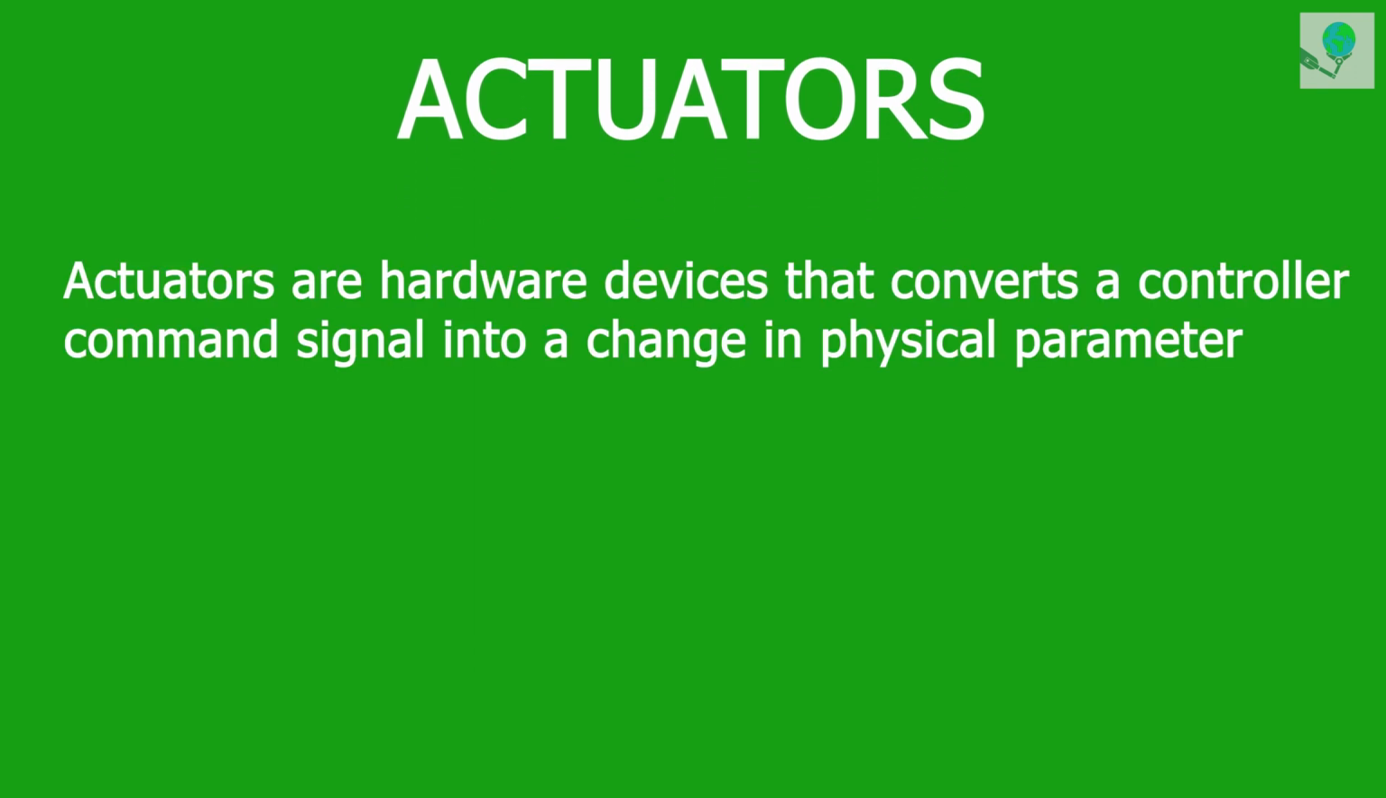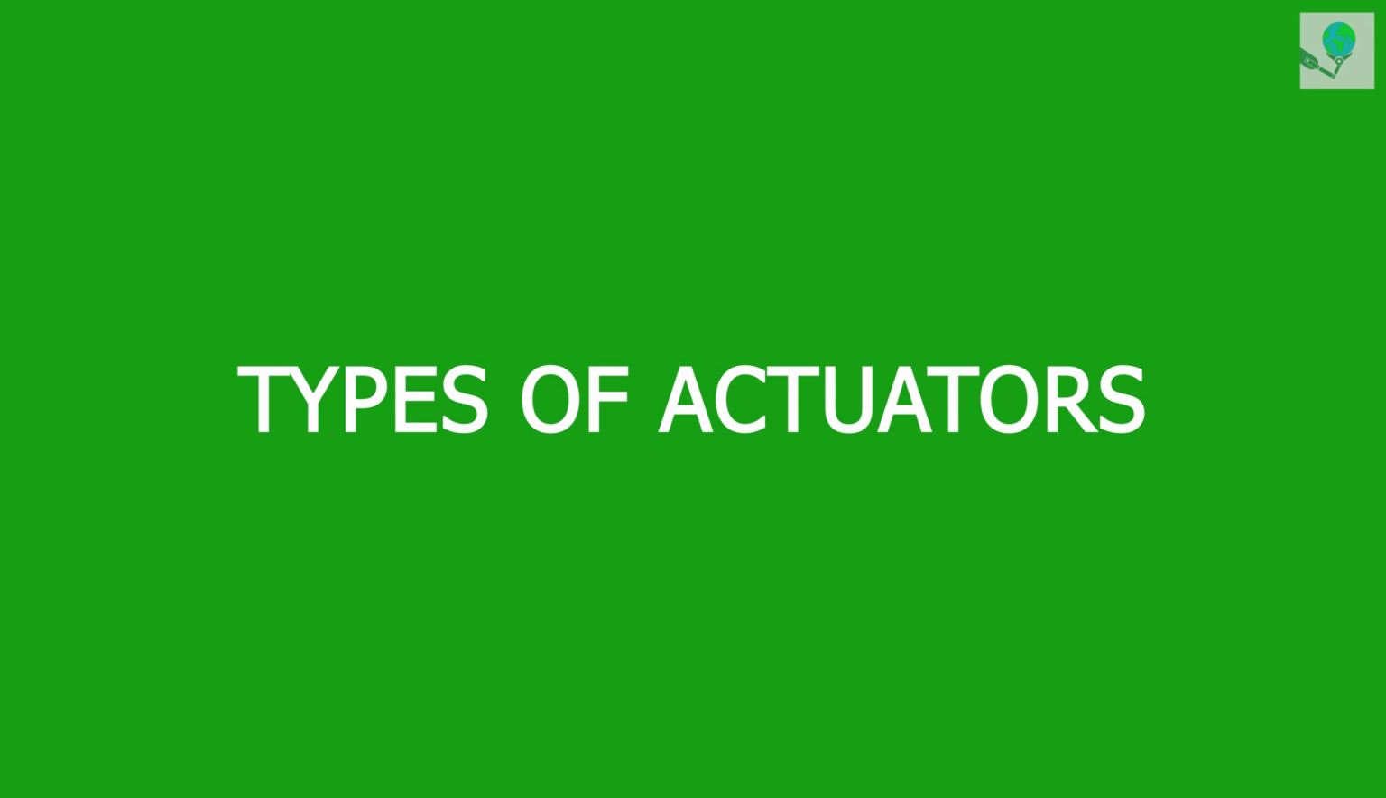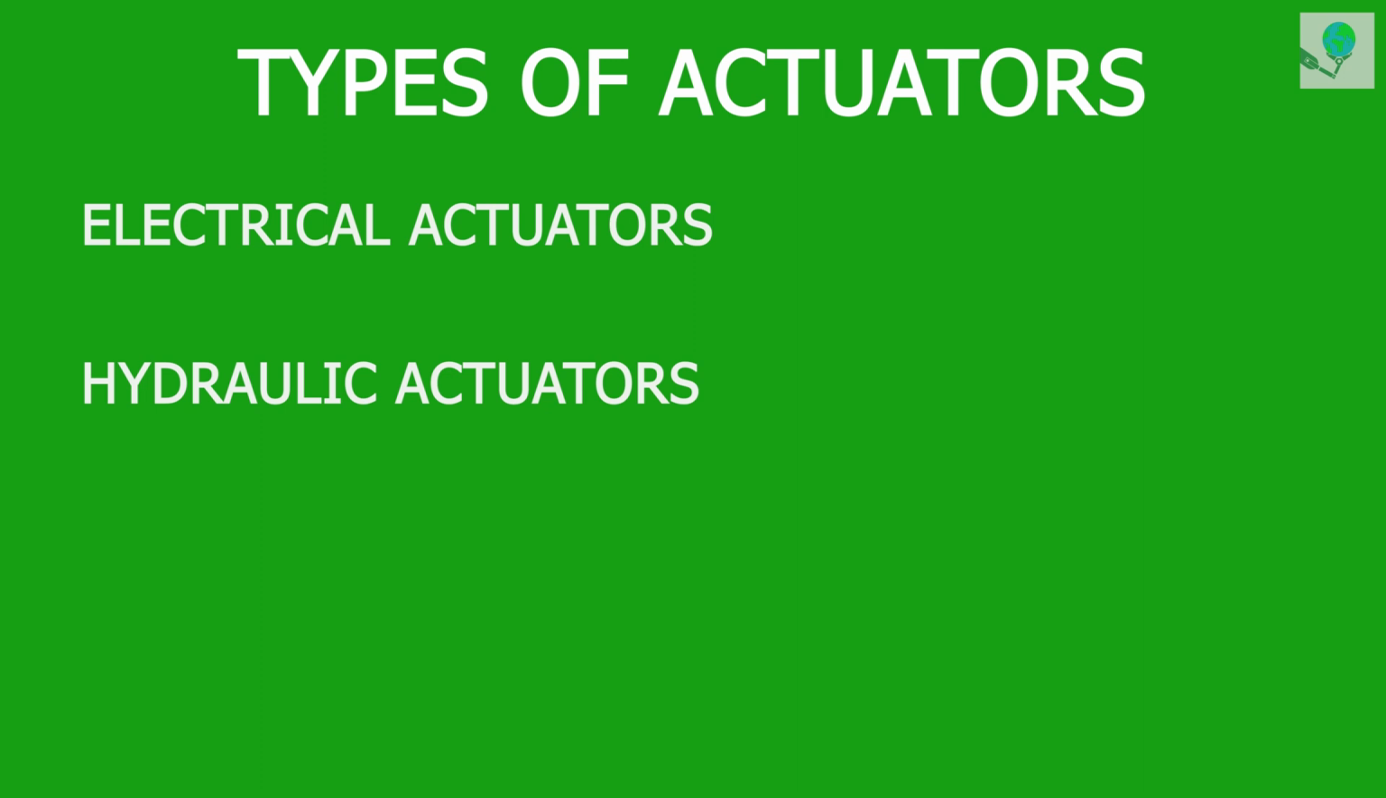Actuators are hardware devices that convert a controller command signal into a change in a physical parameter. Again, if we take the case of this dam, the sensor will give the data to the controller, that is the PLC, and then the PLC will command the motor. Then the motor will work and the shutter moves respectively, which is a mechanical procedure. So actuators are also a transducer. Types of actuators: the different types of actuators are electrical, hydraulic, and pneumatic.